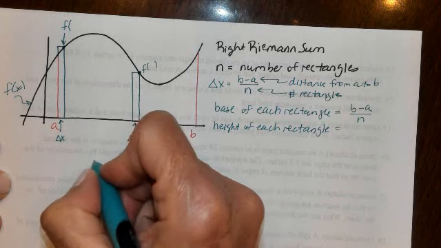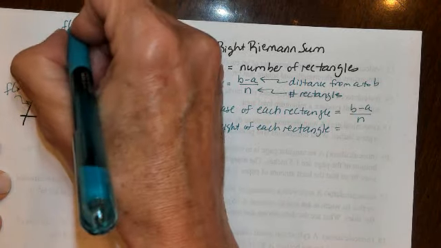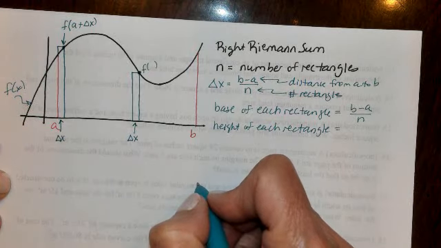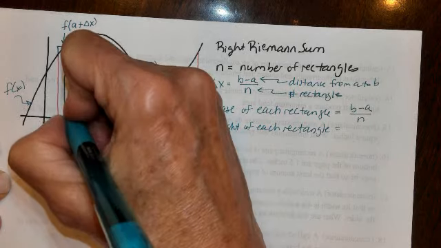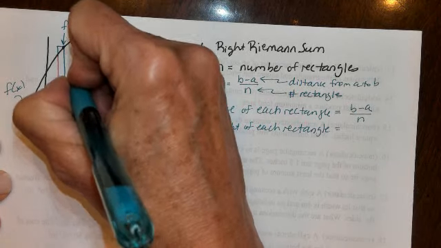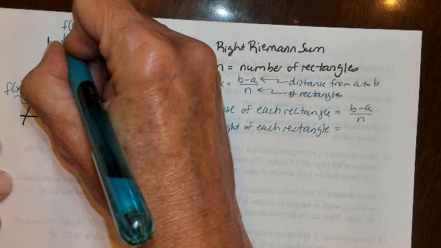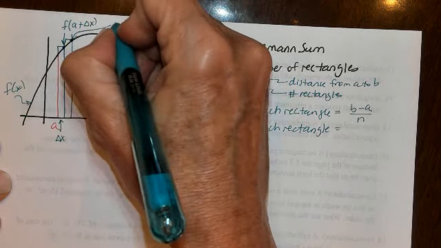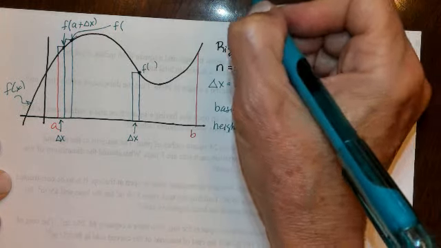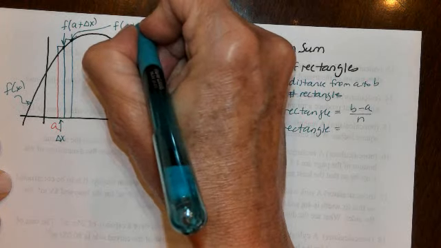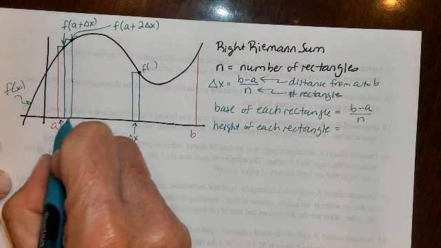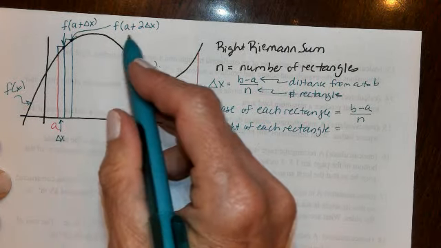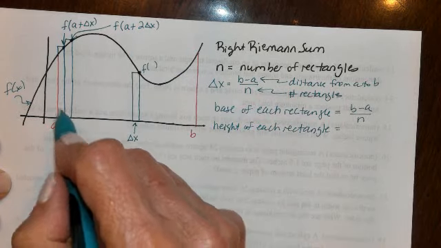That's delta x, right? So that is f at a plus delta x. Do you agree? I hope so. So what would the next rectangle be? The next rectangle's height, I'm looking for an expression for that one. This would be f at a plus 2 delta x, right? Because twice delta x. The next one would be f of a plus 3 delta x, etc.